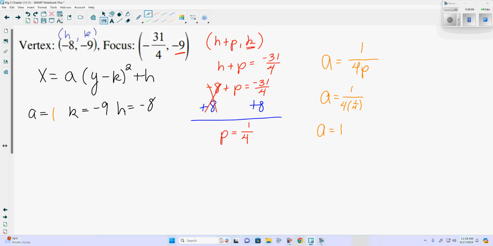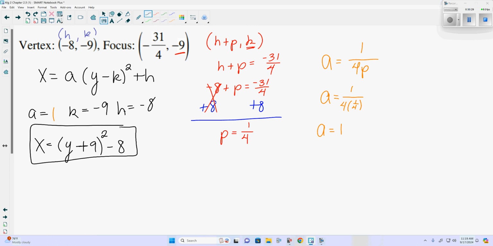x equals. Since a is 1, do we have to list it? No, the multiplication one we don't have to list, so we can just move into our parentheses, y minus k, minus 9. Minus a negative, we can just put it as plus. Plus h, plus negative 8, which we can just write as minus 8. So for this here, the equation is x is equal to y plus 9 squared minus 8. And that is it.